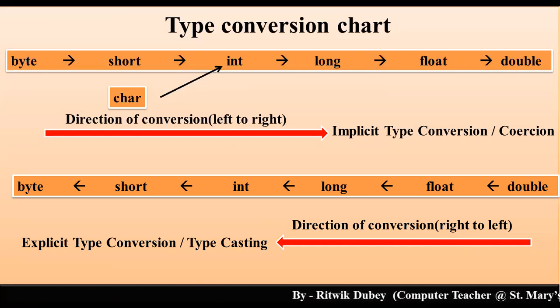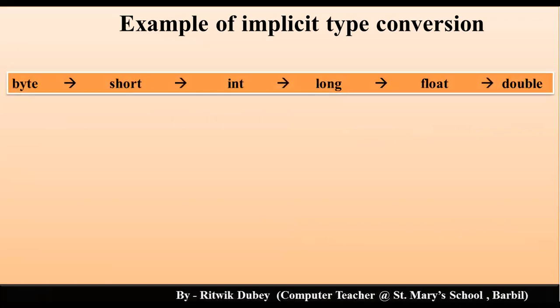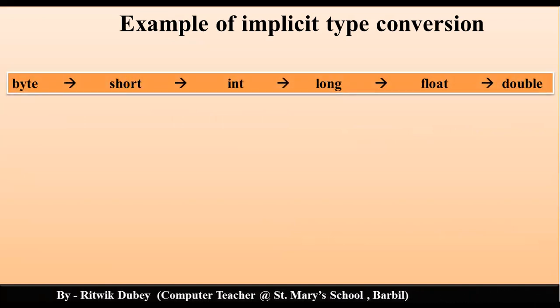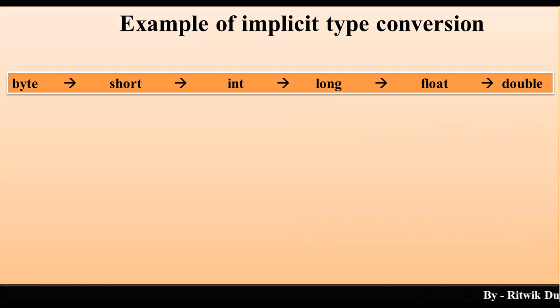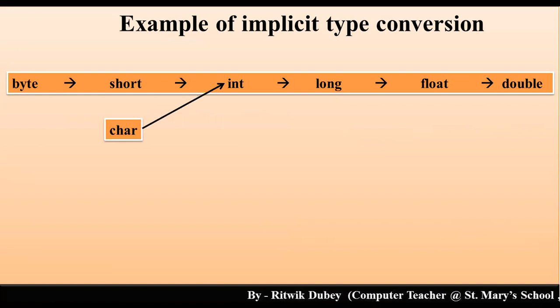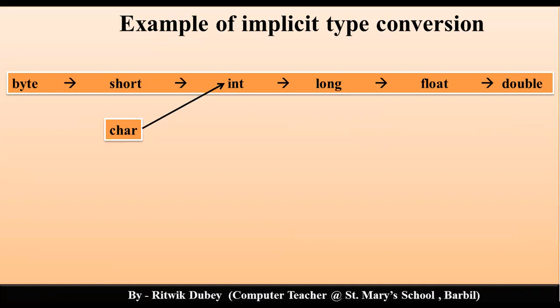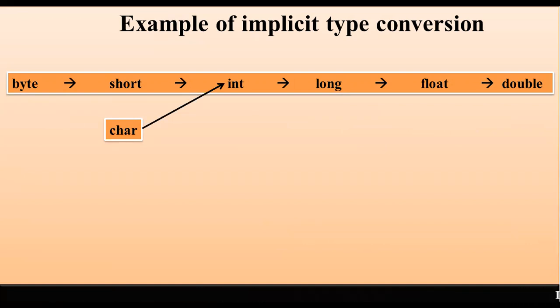Okay, if it is not clear, don't worry. Now I will give the examples. Now, example of implicit type conversion. Now this is the chart. Assume this is the chart. Okay, byte to short, short to int. Also char to int, then int to long, long to float, float to double. Clear? This is the complete chart.